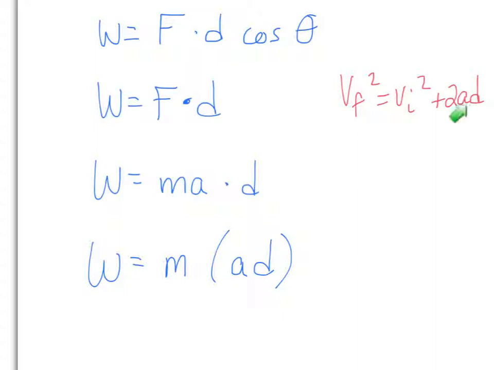D and X are the same thing if I'm only moving in one direction in this problem. So if I were to solve this for AD, solve this for the quantity AD. So subtract VI squared and then divide by the 2. I'm going to solve this one separately, then we'll put them together. So subtract VI squared, that gives you 2AD, but then divide by 2. So AD is really VF squared minus VI squared over 2.